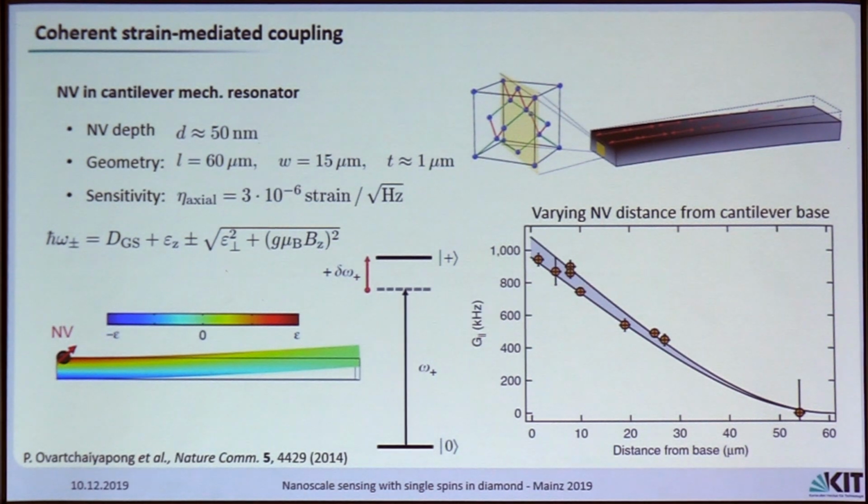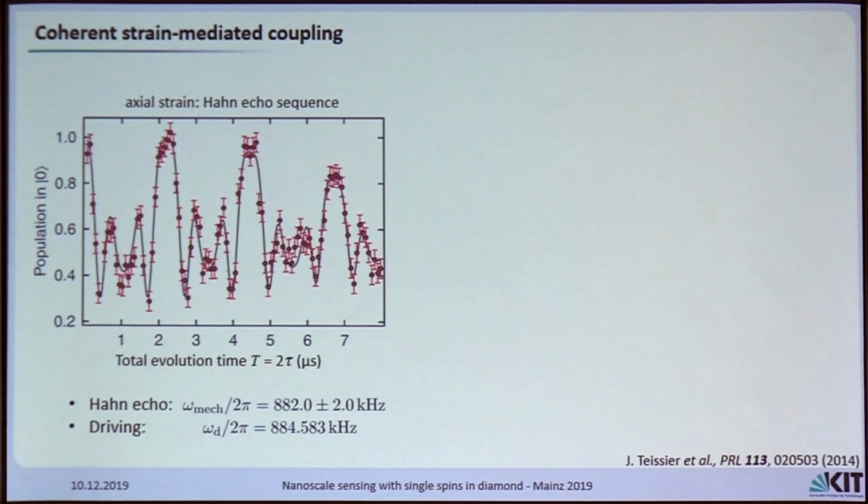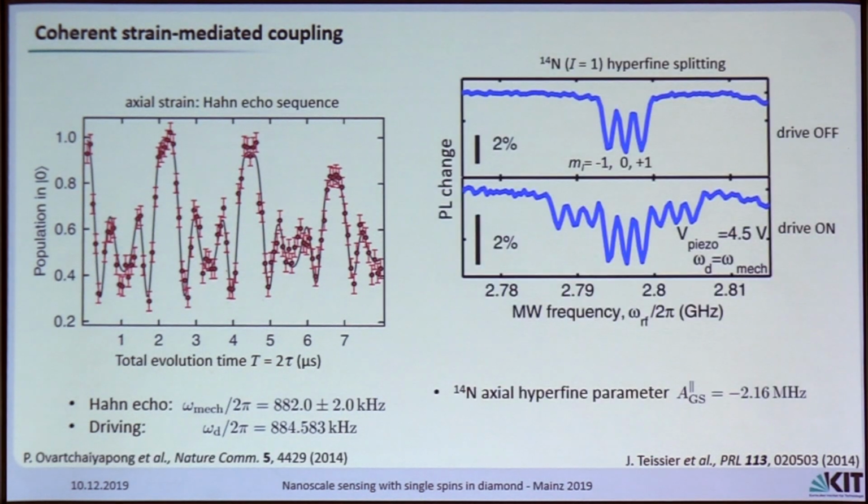And the black curve is just a theoretical prediction from Euler-Bernoulli theory, and that's just proof that these are very sensitive. So here the sensitivity of these cantilevers is on the order of 3 times 10 to the power of -6 strain per square root hertz. So one strain is just delta L over L, of course. So quite sensitive sensors. And I think since time is over already, I want to skip this.